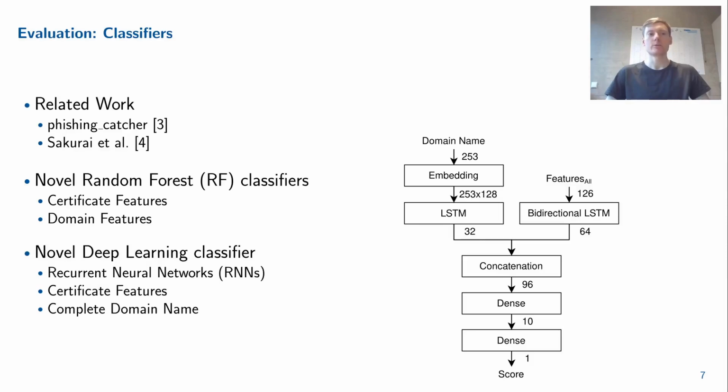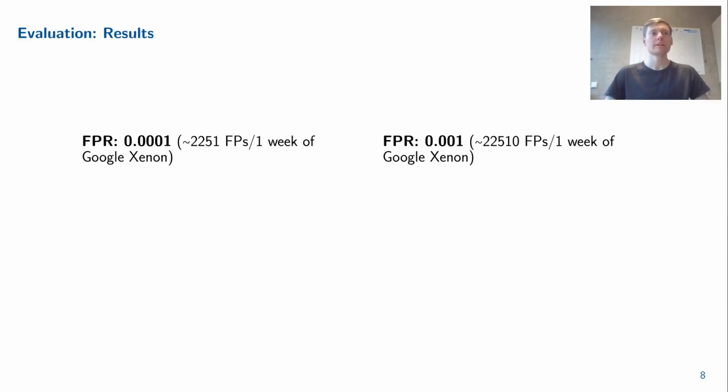The recurrent neural networks also take the extracted features from the random forest as input, but additionally receive the complete domain name, as they are able to work on strings, while the random forest is not. The network architecture is shown on the right, while the paper again contains a more detailed description. For both random forest and recurrent neural network classifiers, we trained and tested several classifiers. However, I will only report on the most successful versions of each in the following. Next, let's take a look at the evaluation results.